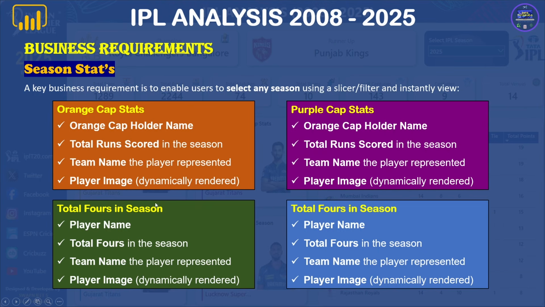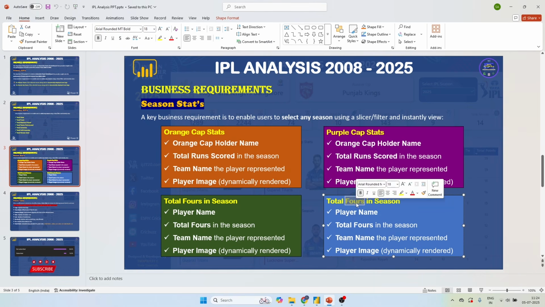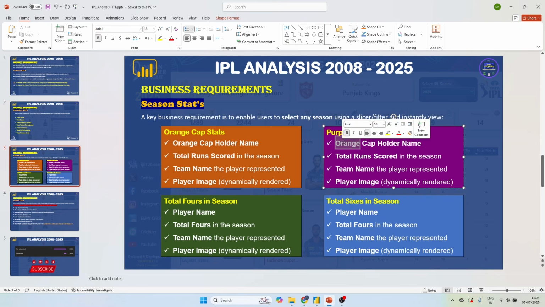dynamically rendered. Then we also have to find out the total fours hit in the season: the player name who hit the most fours, how many fours he hit in that season, the number we have to find out. The team name, and we also have to find out the player image, which will be dynamically rendered. The same way we have to find it for the total sixes. So I will just change it. There are some typing mistakes, sorry guys.